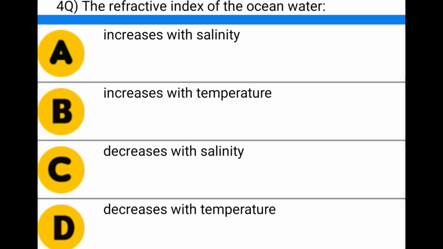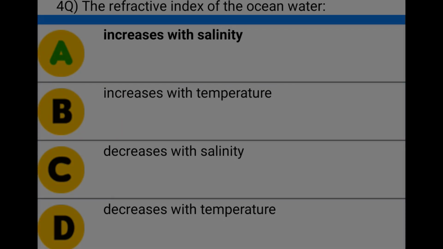Next question, the refractive index of the ocean water. Option A, increase with salinity. Option B, increase with temperature. Option C, increase with salinity. Option D, decrease with temperature. The correct answer is option A, increase with salinity.